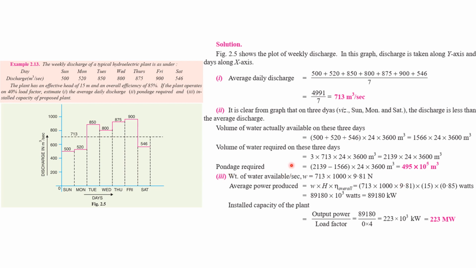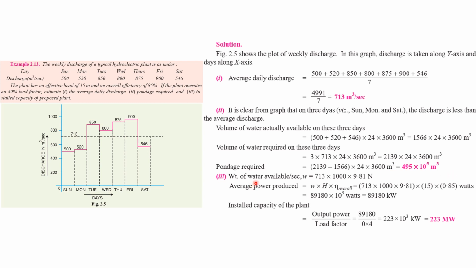So pondage required is the difference of these two. The volume which is required is given here, the volume which is available is given here. The remaining water needs to be stored for these 3 days to make up for the loss in power. So 2139 minus 1566, and the remaining factor is common to both. So you get 495 into 10 power 5 meter cube. This is the pondage, the volume of water which needs to be stored inside the pondage which you create.